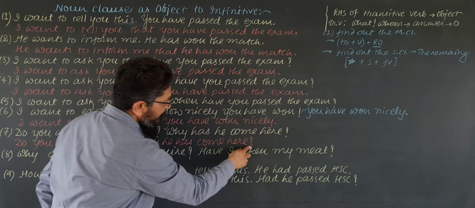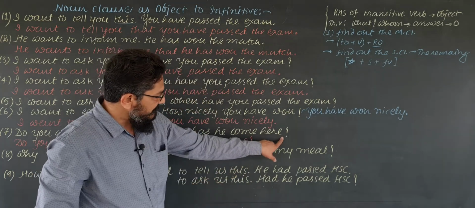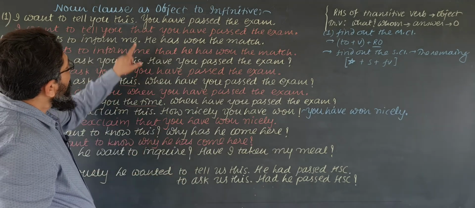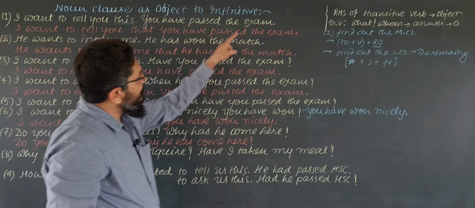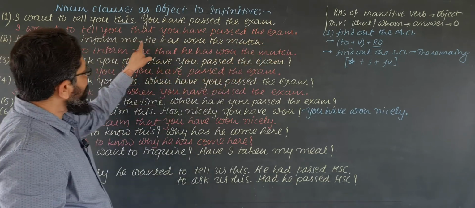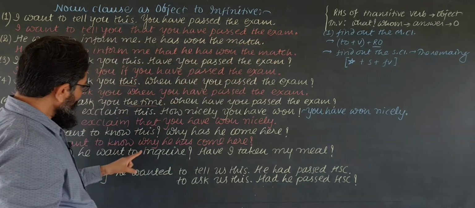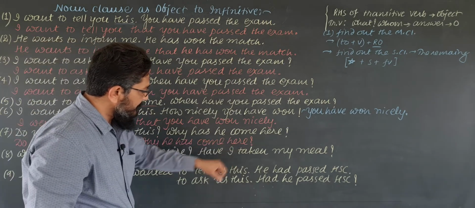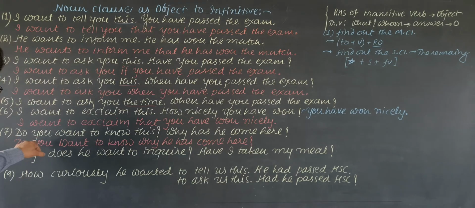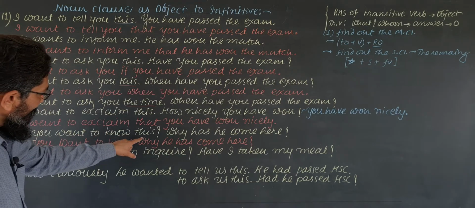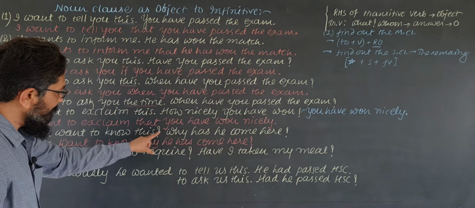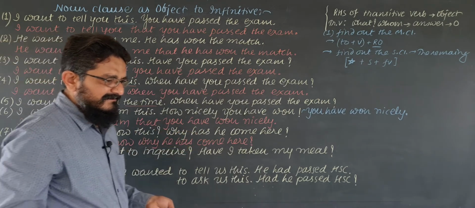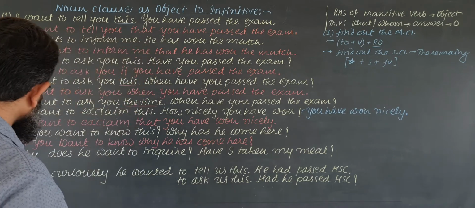And then the question mark. Why this question? It is not because this is a question. It is because the main clause is a question. I told you, whatever is the sign of the main clause, that sign comes in the answer. What was this? The sign of the main clause: question. So the answer is: do you want to know why he has come here? It is very easy, extremely easy.